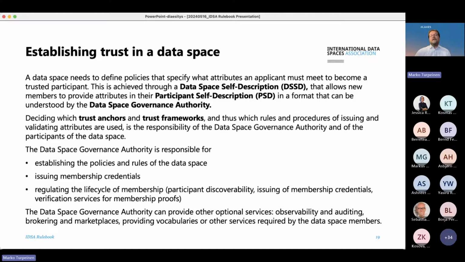And then there are some other services that might also be possible, like observability, auditing, showing provenance, and different interaction logging, which could be a service that the governance authority provides for its members or participants, but not necessarily. Others are mentioned as well as potential additional services. But this, I think, was one of the key things that we did in the Rulebook Working Group, that we defined that there needs to be this data space governance authority.